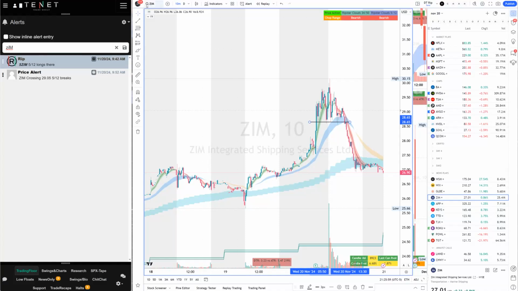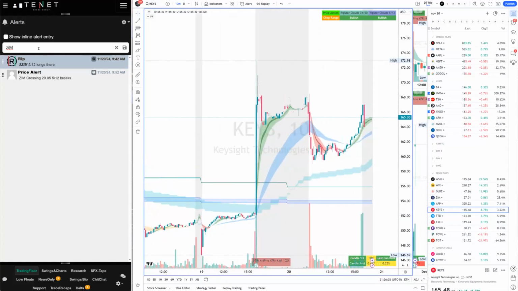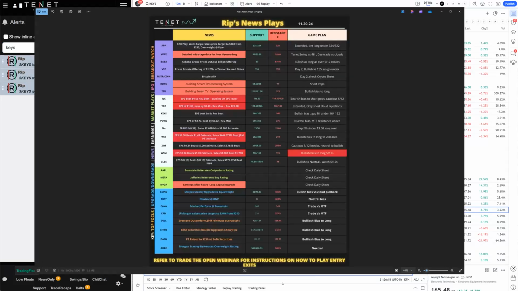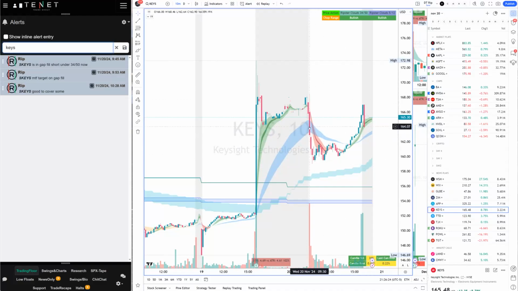Next one we're going to talk about is Keys. Keys was a short right from the open. In the gap fill short, it faded from like 163 to 159. You make your $4, it keeps bouncing, you get out. Keys was bullish bias, but I said gap fill under 164, so 162. Once it broke 164, that's it. You just have to short it, take your money, and run.